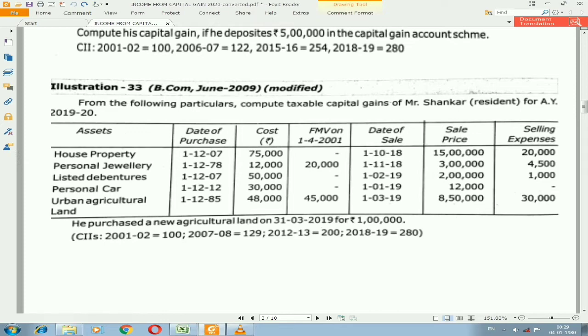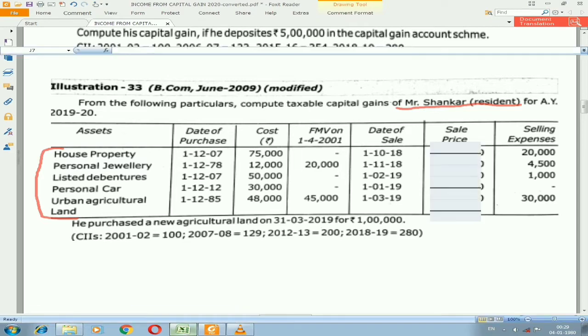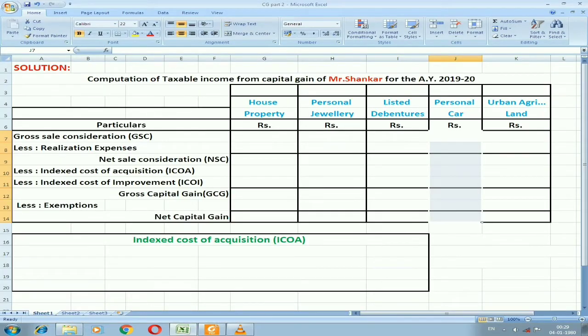In the illustration, the assessee is Mr. Shankar, a resident in India, and we have 5 different assets: house property, personal jewelry, listed debentures, personal car, and urban agricultural land. So let us start with the solution. First we need to make columns; for those 5 assets we need to make 5 columns.